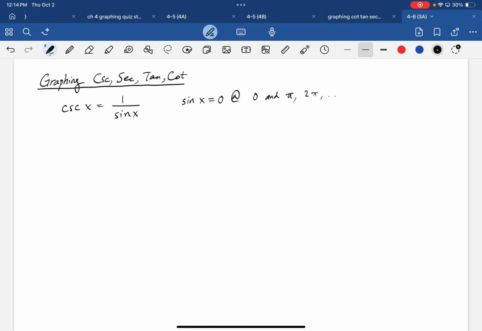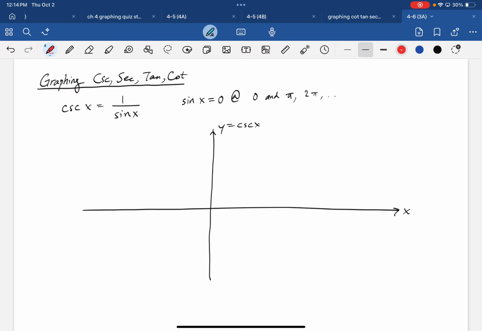And so, when we graph y equals cosecant x, we want to make sure we have those vertical asymptotes. I'll have those in maybe red. We're going to have one vertical asymptote here at pi, and then 2 pi, 3 pi, minus pi, minus 2 pi. Okay?